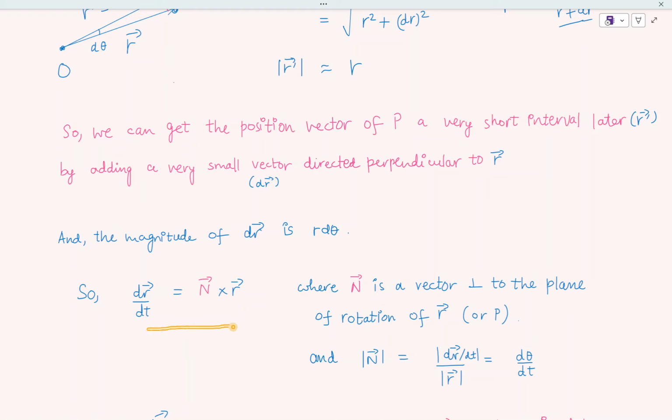So if we compare the magnitudes on both sides, we get that the magnitude of n should be d theta by dt. dr का मैग्नीट्यूड हमें पता है r d theta होना चाहिए था, हमने पहले कंक्लूड किया था. Again, this will become very clear in an instant. I'm still explaining. So the magnitude of this vector perpendicular to the plane of rotation should be d theta by dt.